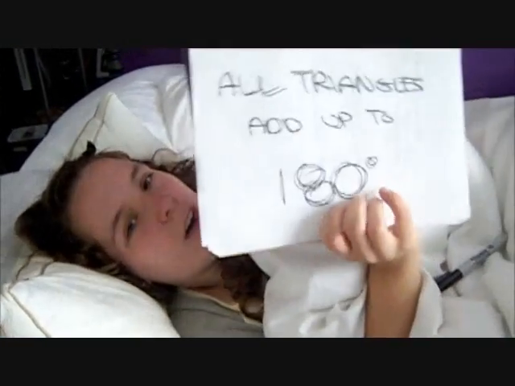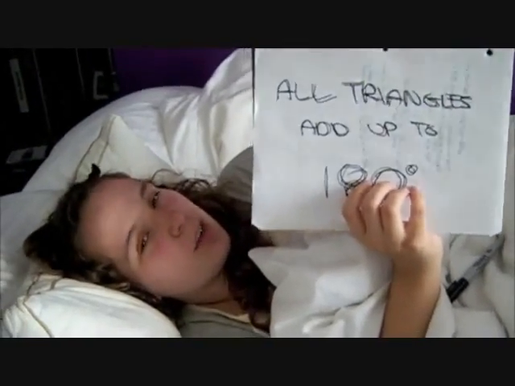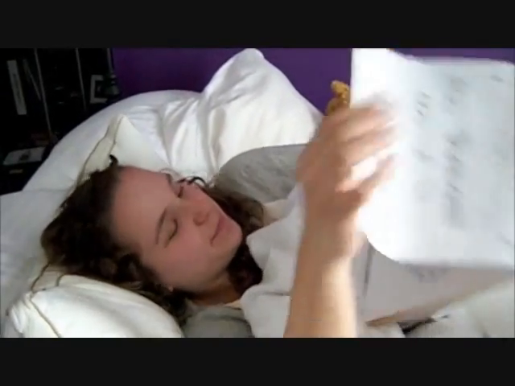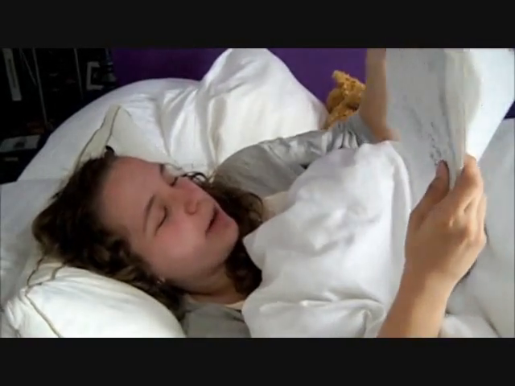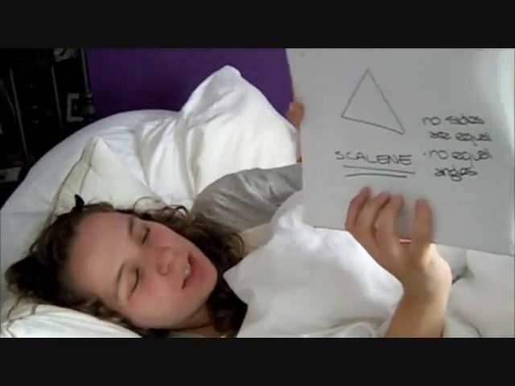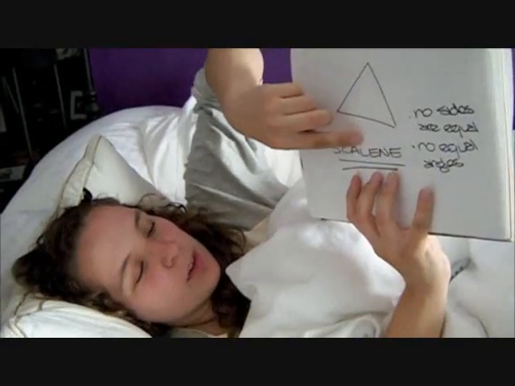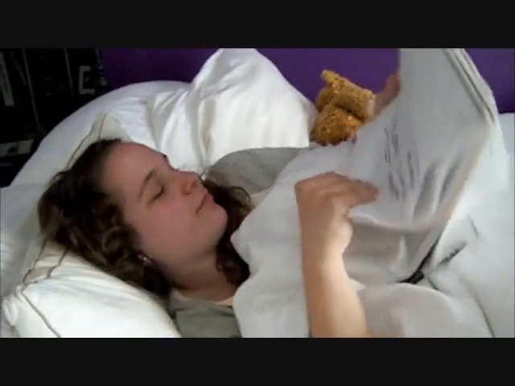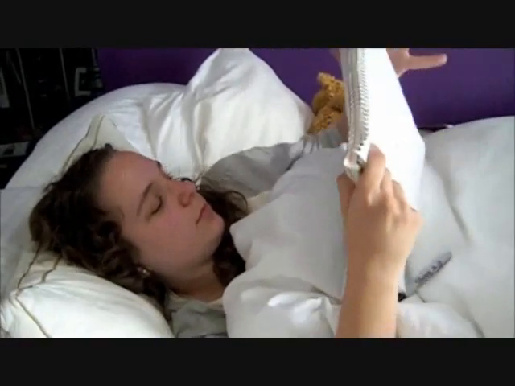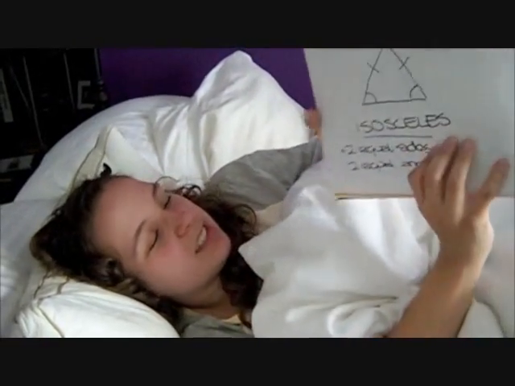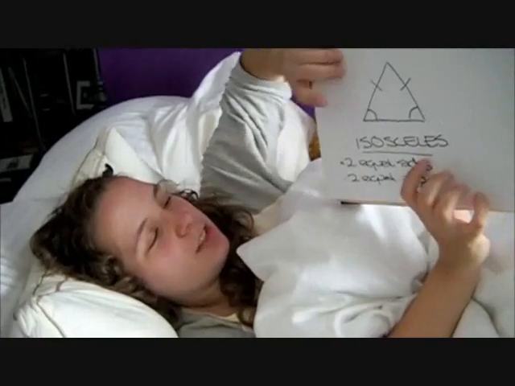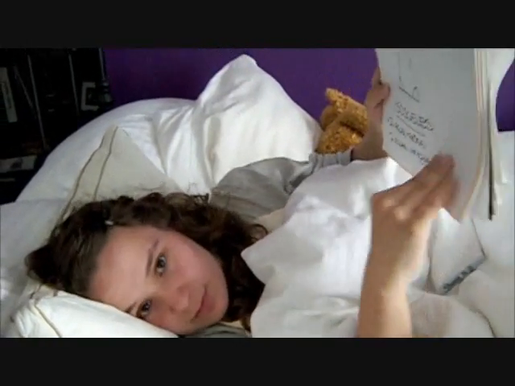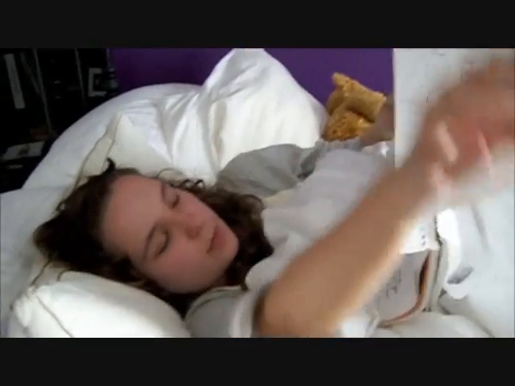Well, first of all, triangles add up to 180 degrees. Really? Yeah, really. The first triangle we're going to talk about is called a scalene triangle. No sides are equal, and that makes no equal angles at all. This is an isosceles triangle. Two sides are equal, and two angles are equal. Bet you didn't know that. No, I did not.